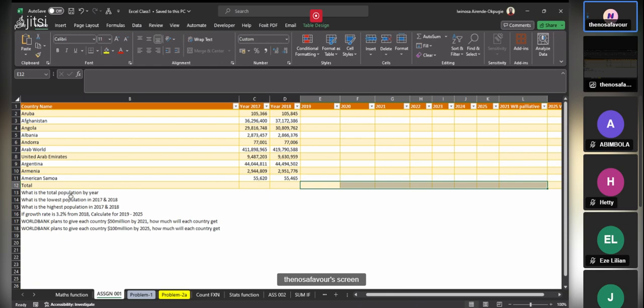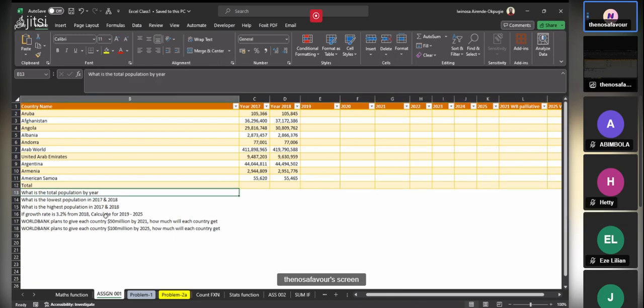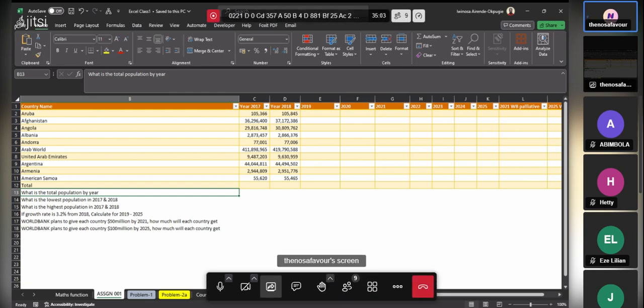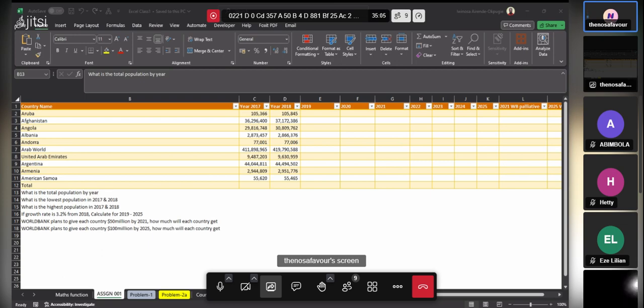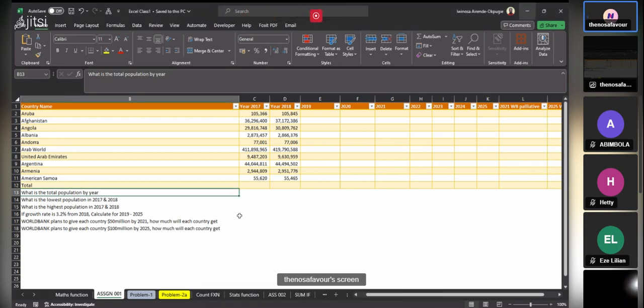So here's the question: what is the total population by year? I noticed most of us got that correct. So I'm going to ignore that. I'm sure we know from the last class how to find the sum, or total, of a range. That's equals SUM, brackets, and then you select the range.